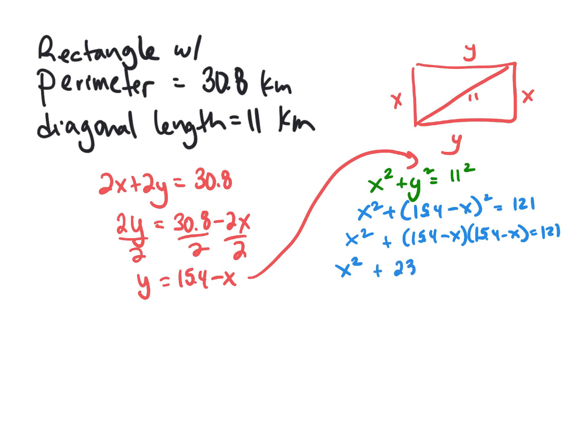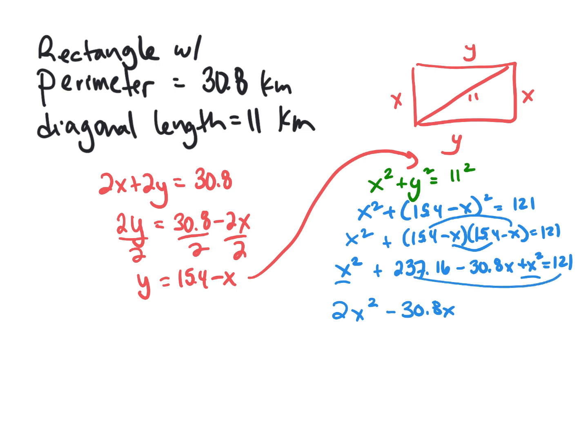will give me 237.16. This will give me negative 15.4x, this will give me negative 15.4x. So that'll give me negative 30.8x plus another x squared equals 121. I can put these x squareds together, so I get 2x squared minus 30.8x, and then I'll move the 121 over, subtracting it from my 237.16, and I get 116.16.